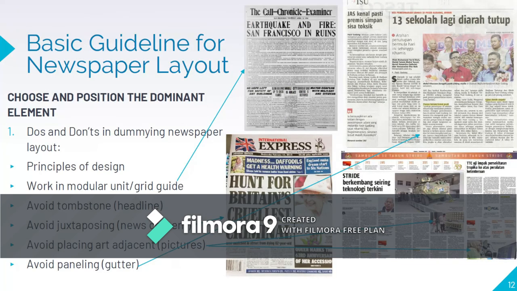Okay, this is the do's and don'ts in dummying newspaper. This subtopic will be covered in the next session. Okay, stay tuned.